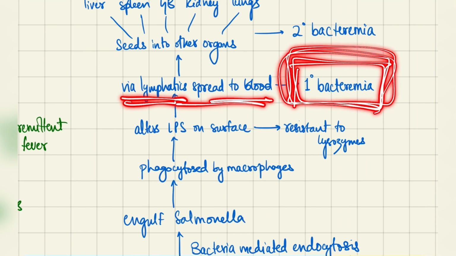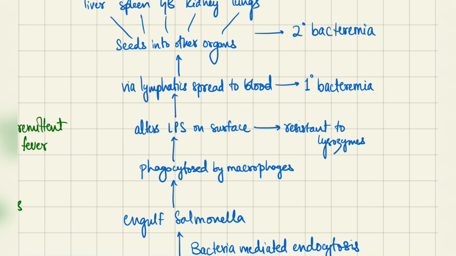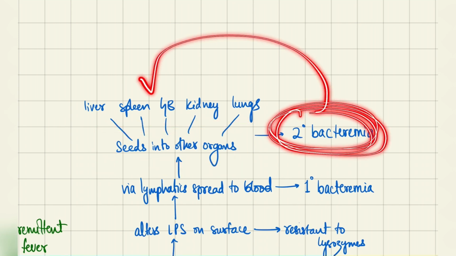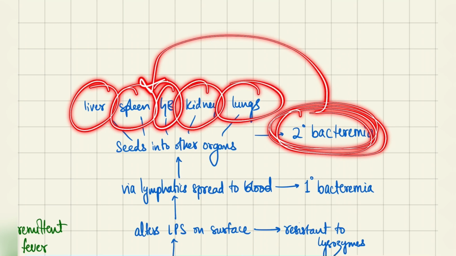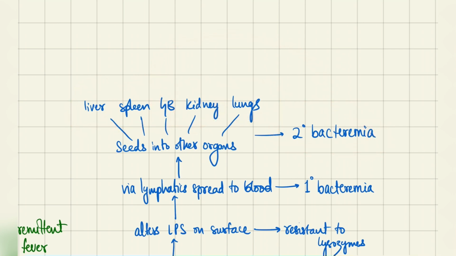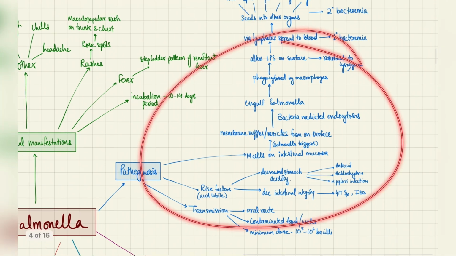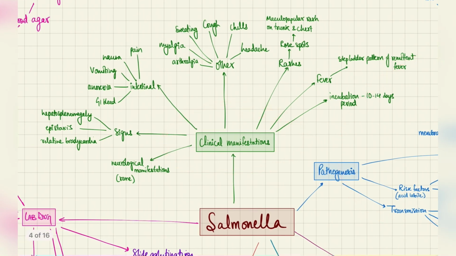The general symptoms, the primary bacteremia. After a while, it will also seed into other surrounding organs, causing secondary bacteremia, these organs being mainly liver, spleen, gallbladder, kidney, lungs, and you'll see a whole lot of clinical manifestations, which we'll get into now. So this was pathogenesis. Coming to the clinical manifestations.